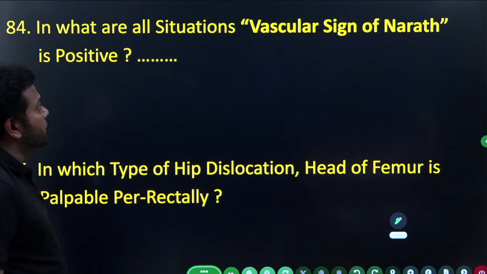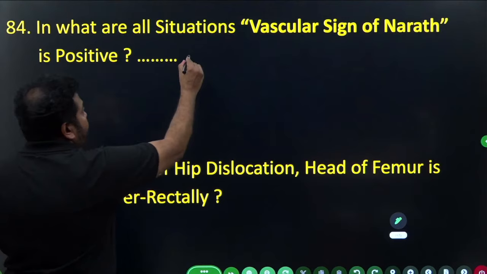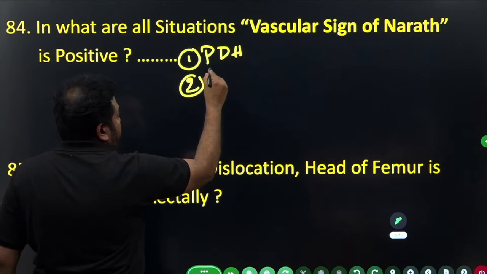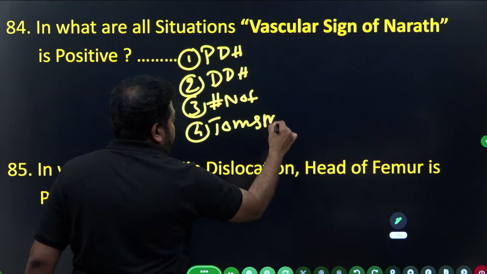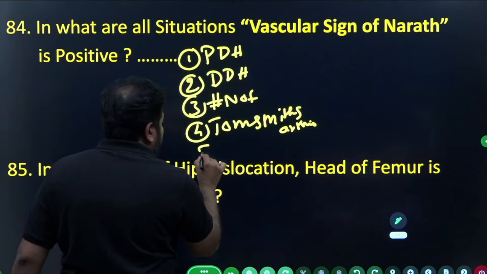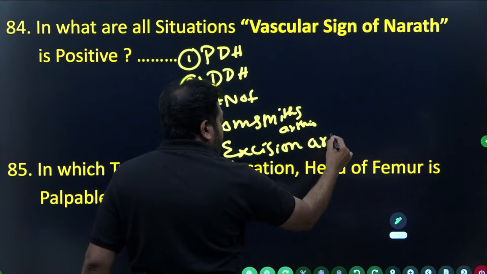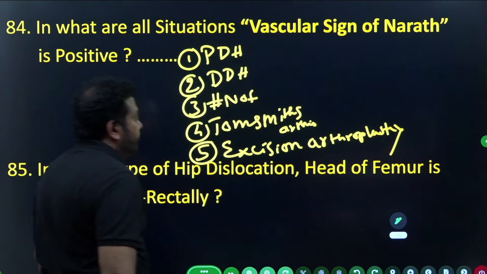In what all situations is vascular sign of Narath positive? I'll go to the next MCQ. Vascular sign of Narath causes: posterior dislocation hip, developmental dysplasia hip, fracture neck of femur, tuberculous arthritis, excision arthroplasty. These are the five conditions in which you will see positive vascular sign of Narath.